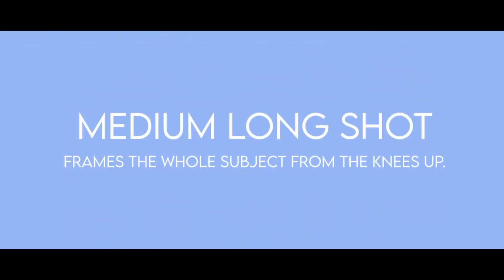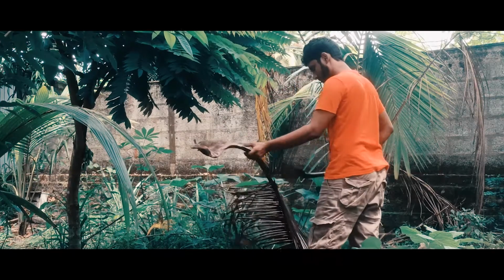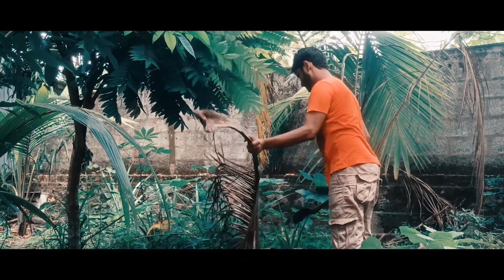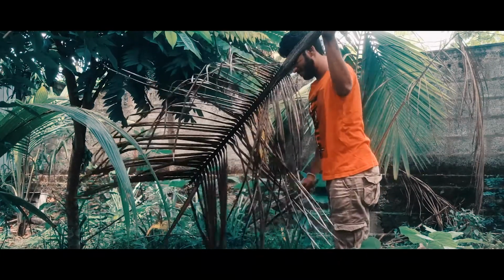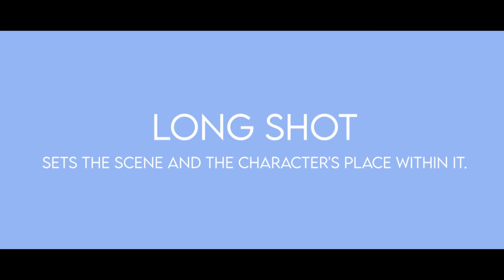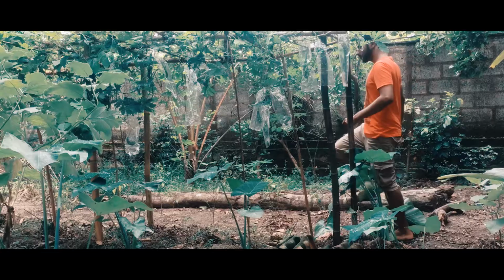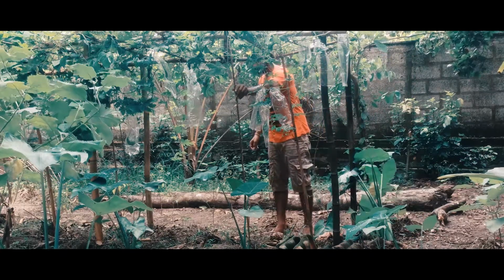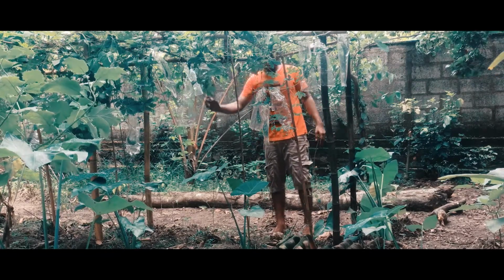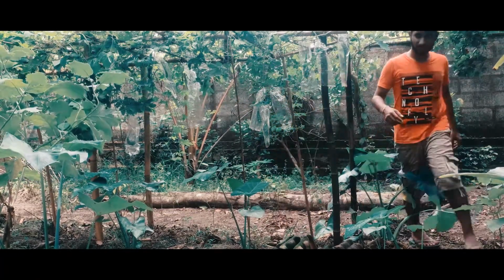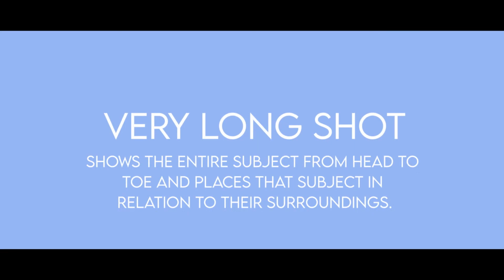Next, medium long shot. Frames the whole subject from the knees up. Next, long shot. Sets the scene and the character's place within it. Next, very long shot. Shows the entire subject from head to toe and places that subject in relation to their surroundings.